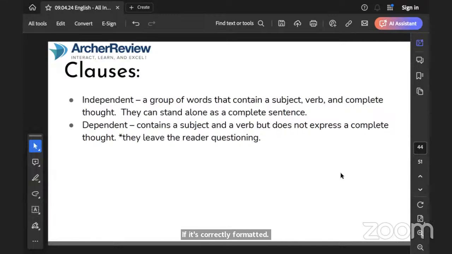We've already talked about clauses, so we know that an independent clause is going to have a subject, it's going to have a verb, and it's going to express that complete thought. It could stand alone. If I just walked up to Billy Bob on the street and said it to him, he should have a good general idea of what I'm talking about. If it's a dependent clause, it is going to have a subject. It is going to have a verb, but it will not express a complete thought. It's going to leave you questioning and wondering, what are you talking about?